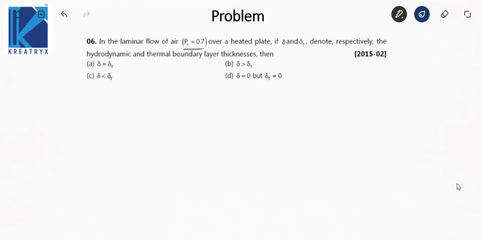We know that delta upon delta thermal is the Prandtl number raised to the power 1 by 3. That implies delta upon delta thermal is equal to 0.7 raised to the power 1 by 3. Upon solving this, you will get 0.8879, that is, it is less than 1. When the Prandtl number is less than 1, delta is less than delta thermal.